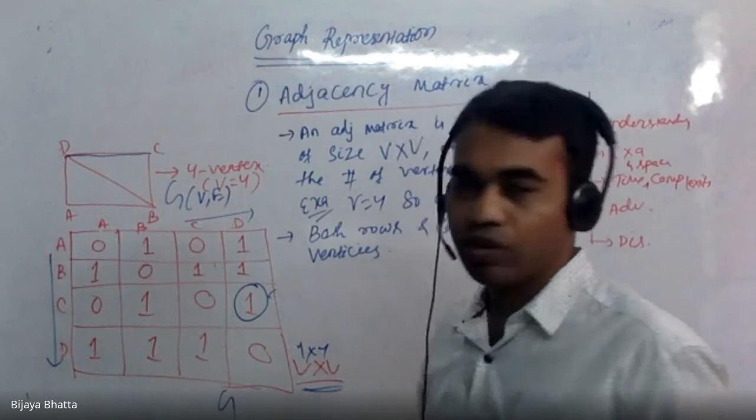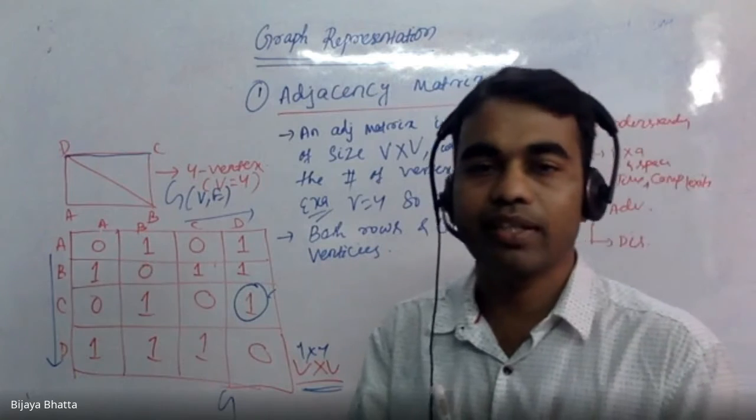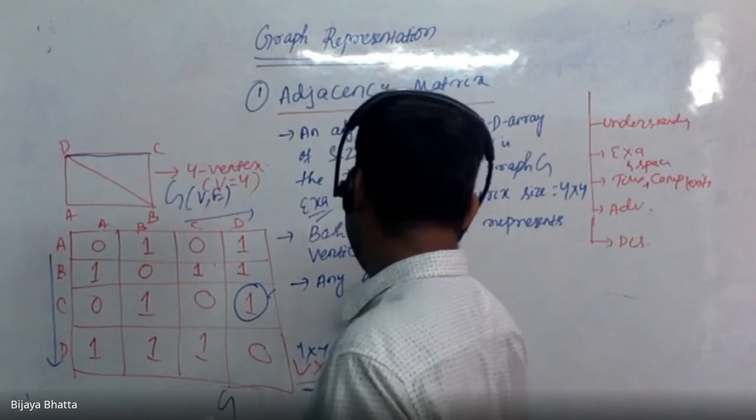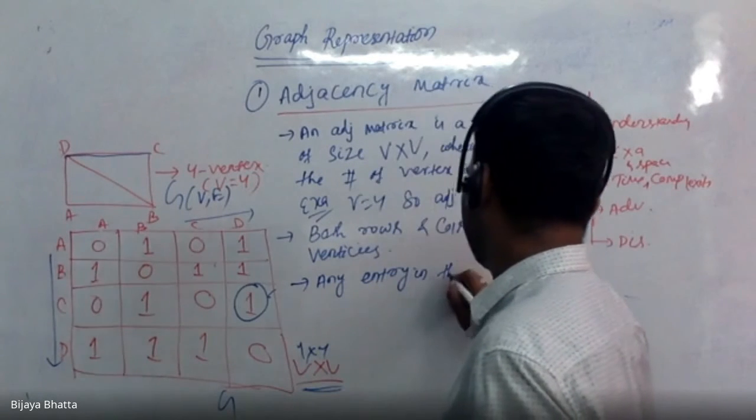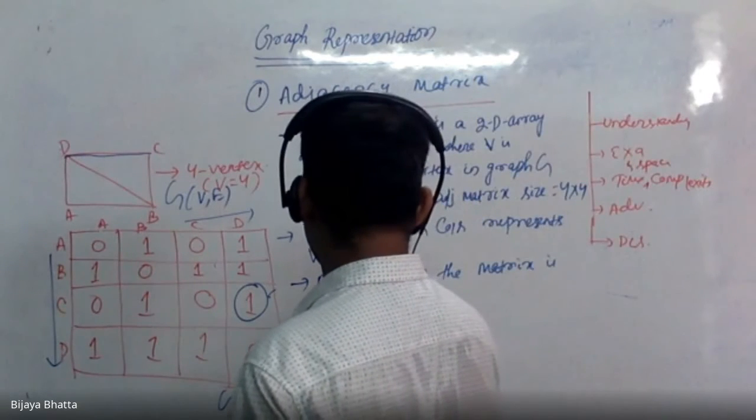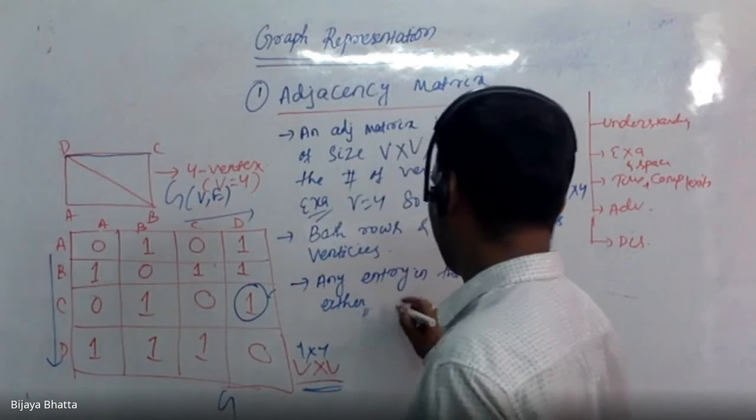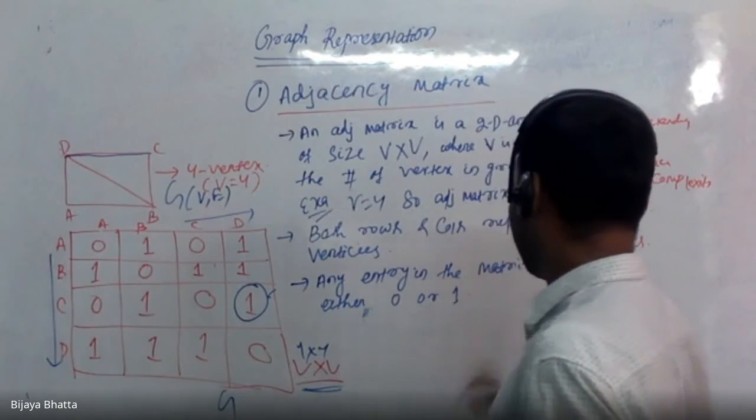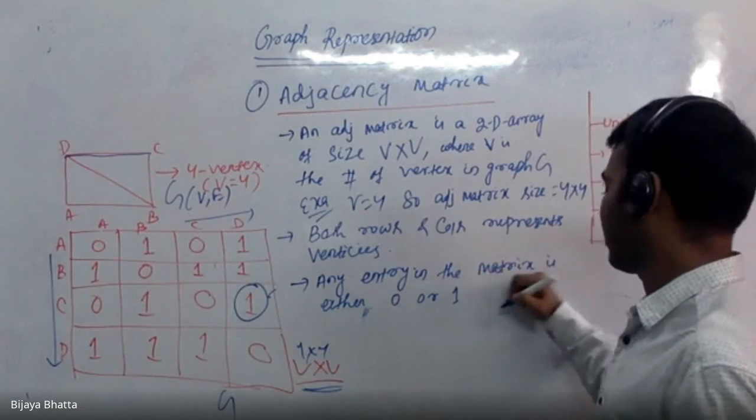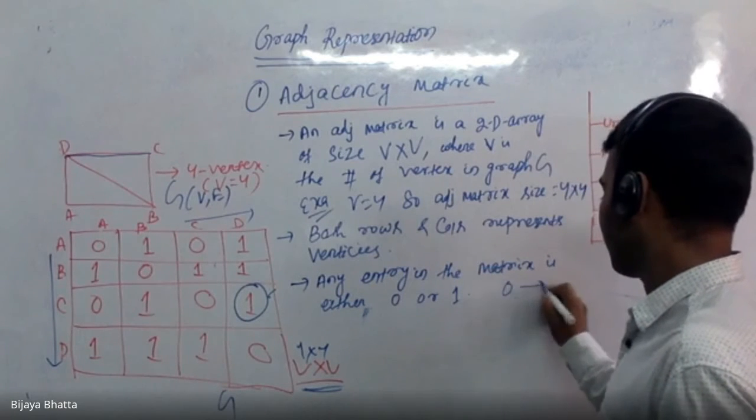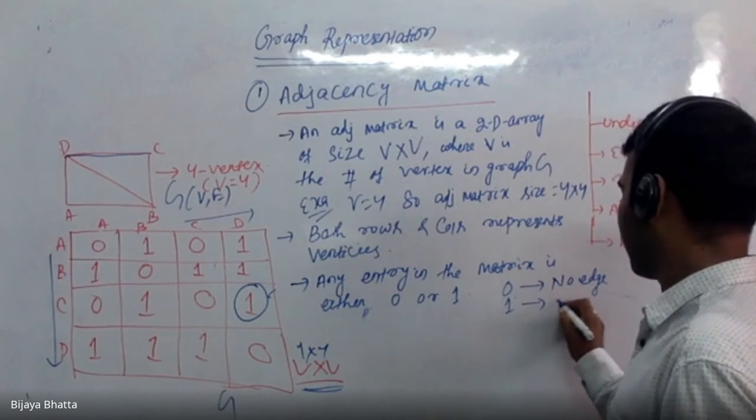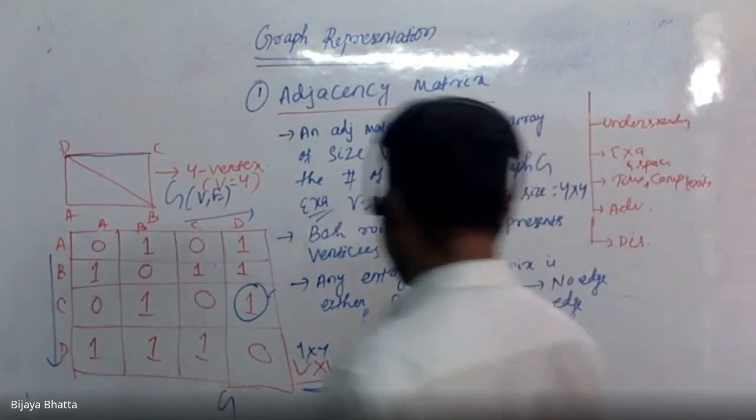So any entry in the matrix is either 0 or 1. 0 represents no edge. 1 means there exists an edge.